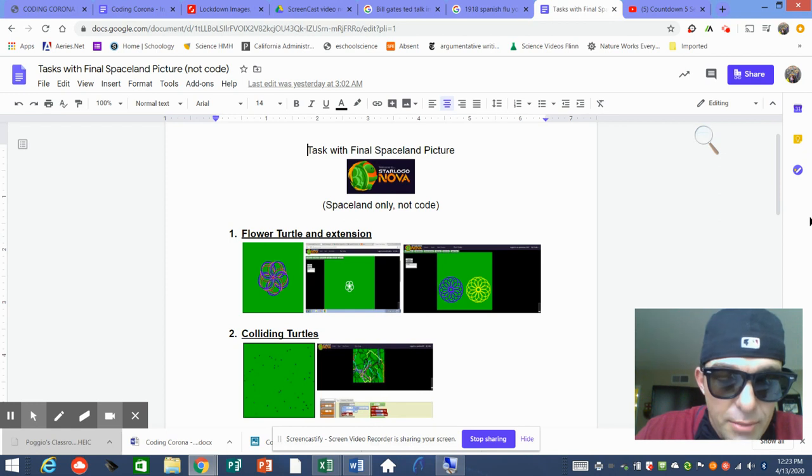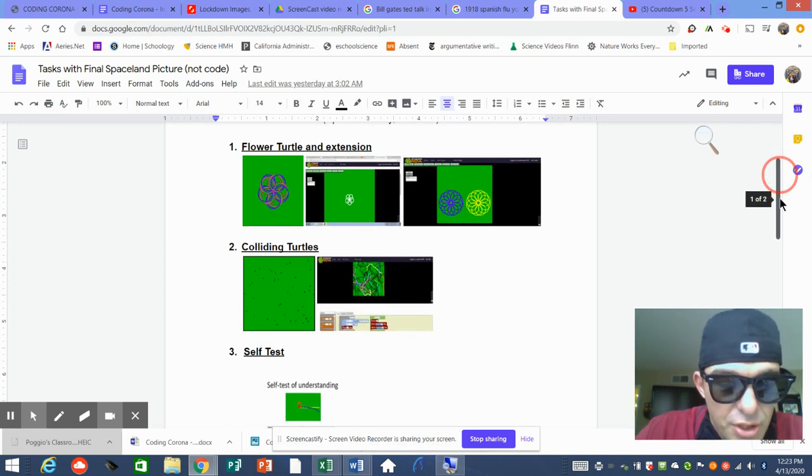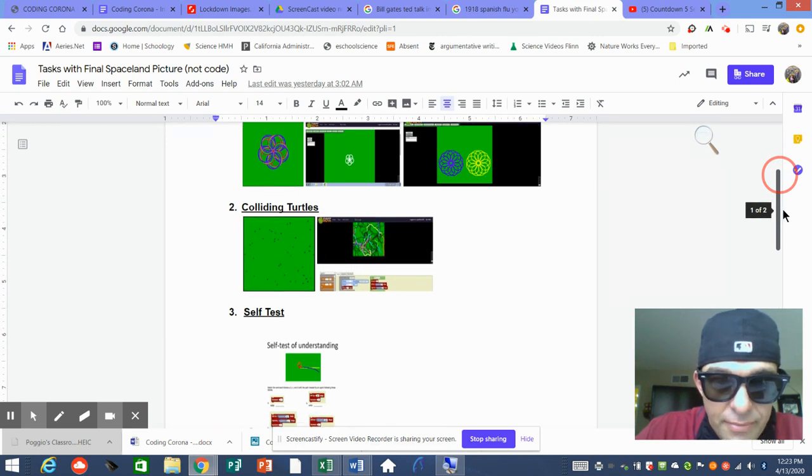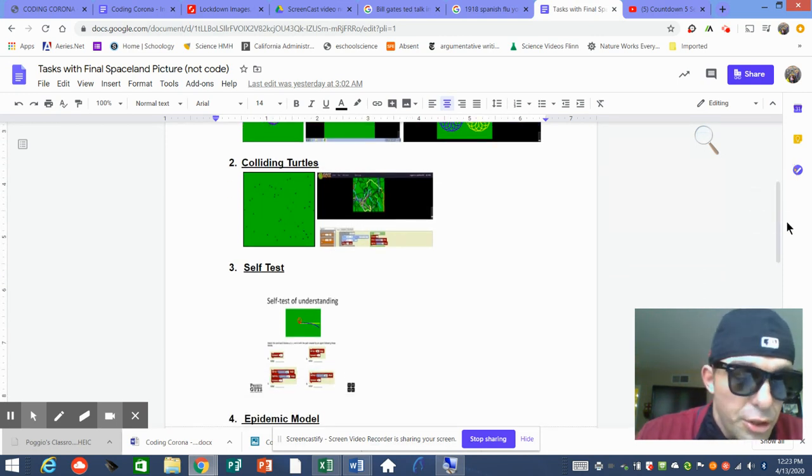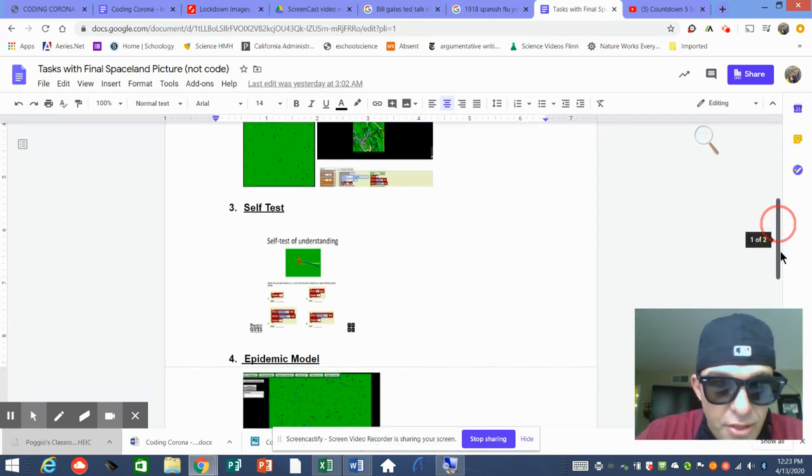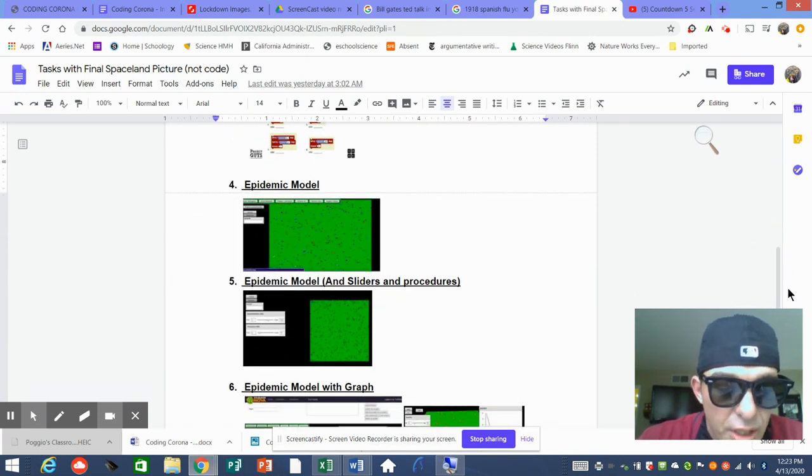Then in task number 2, you're going to be setting up conditionals, if-then statements, to give your turtles commands as they collide. Then, task number 3, you'll create a new project and have 4 turtles, or agents, leave this exact trail you see here. It really tests your understanding of your new coding skills. Then, in task number 4, you will set up your epidemic model to match your research for your population's data. For task number 5, you're going to be adding sliders and procedures to your model.